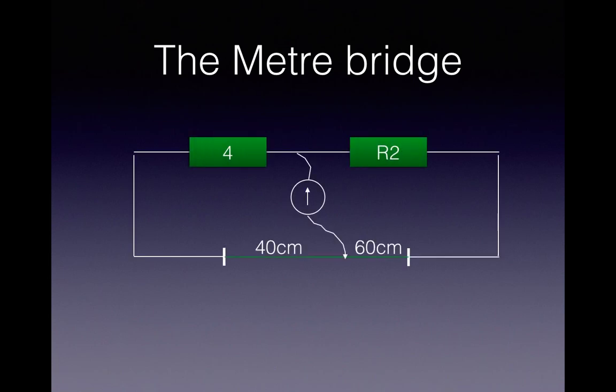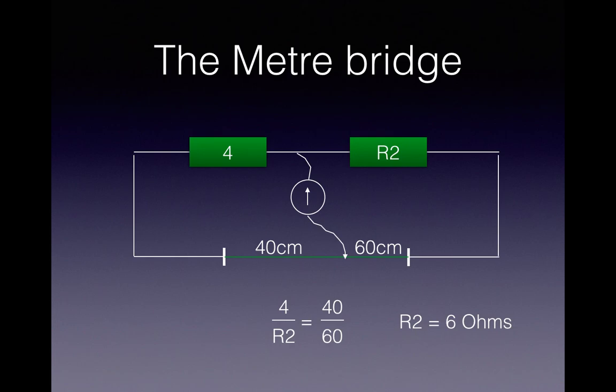So here we go. We know one resistor, we don't know what R2 is equal to. We slide the contact, which is where the arrow is, along the green line until the bridge is balanced, and we get 40 centimeters on the left of that arrow and 60 centimeters on the right. Obviously, this is not to scale. So our formula is R1 over R2, 4 over R2, is equal to 40 over 60. Solve for R2, we get 6 ohms.